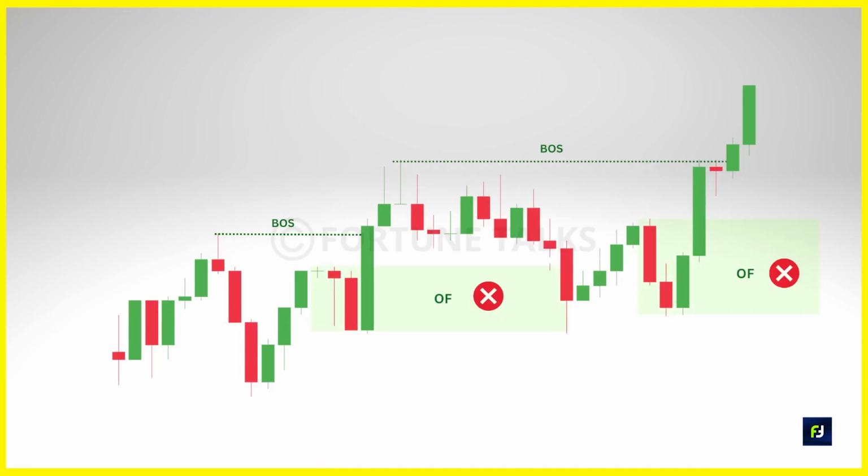But this is not the correct order flow zone. The area that we have highlighted is just an internal move or consolidation. The real order flow is this whole selling move.